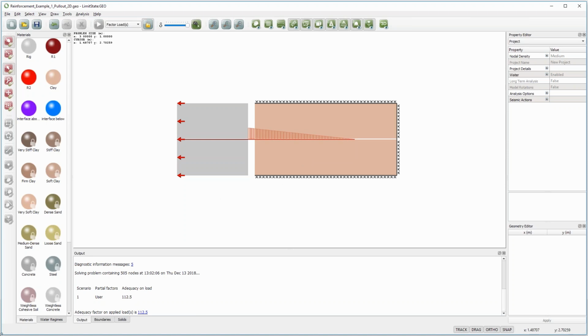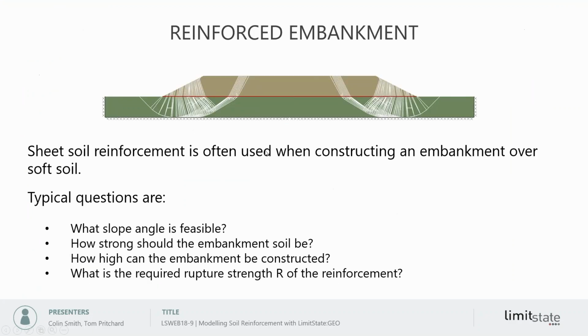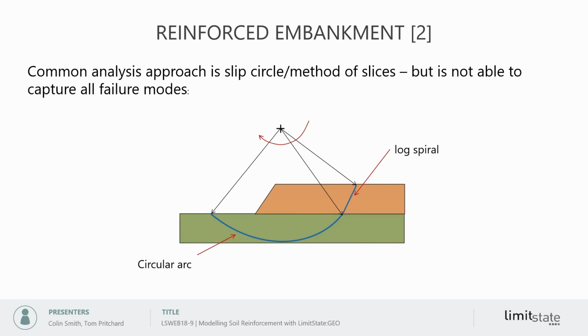So if we look at an application of that, go back to the slides. We'll look at using that to model a reinforced embankment. So often we use sheet reinforcement for constructing embankment over soft soil. Sort of questions you might ask are, what slope angle is feasible for the embankment? How strong should this surface soil be? How high can we build the embankment? What sort of strength do we need for the reinforcement? We get all those answers from the software.